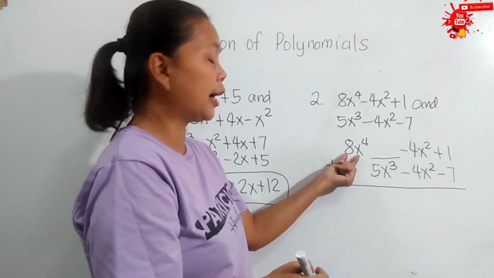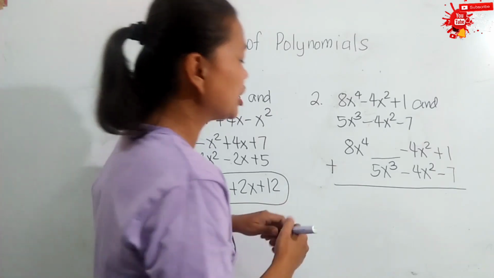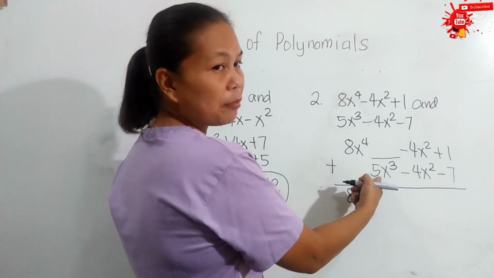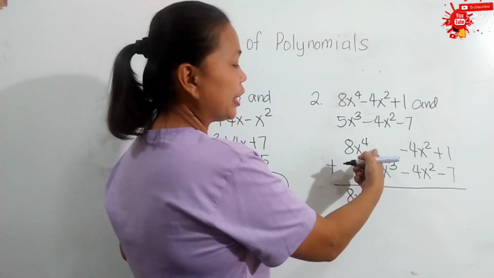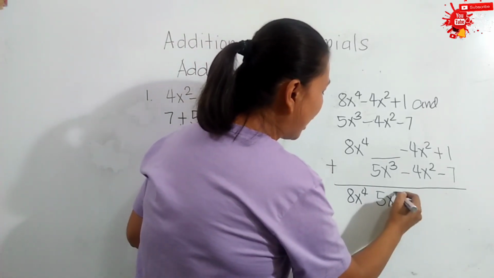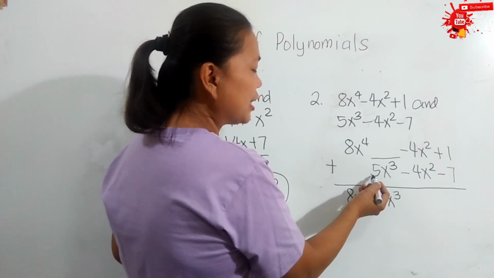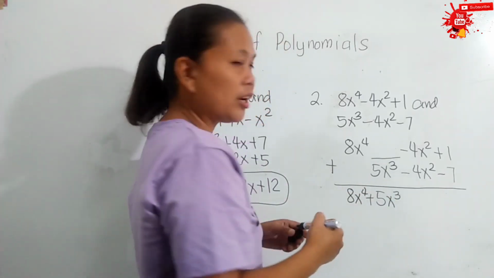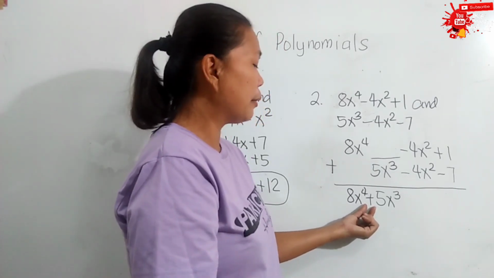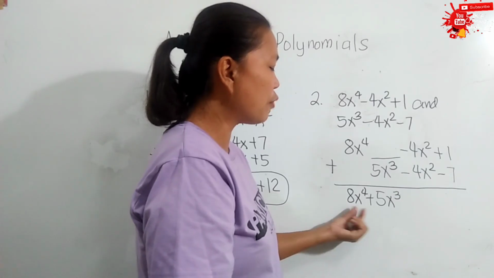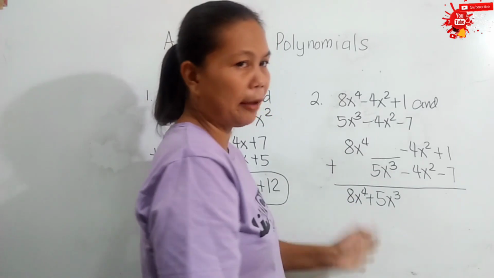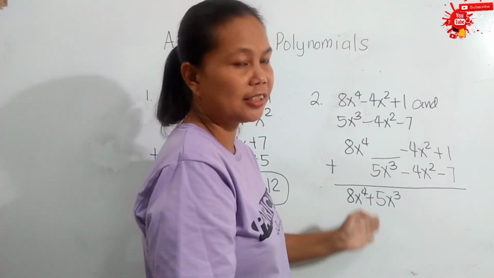Since we don't have another addend here, we just bring down 8x to the 4th. Then we also have 5x cubed, and there's no degree of 3 in our first polynomial, so we just bring it down. And if we bring it down, do not forget that the sign of this is positive, so we always write positive. Do not forget to write the positive sign or plus sign to indicate that 8x to the 4th and 5x cubed are different terms, to group them. So, positive 5x cubed.